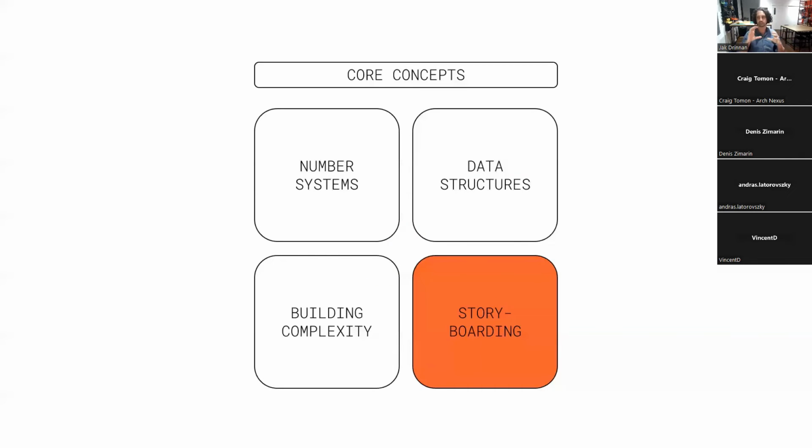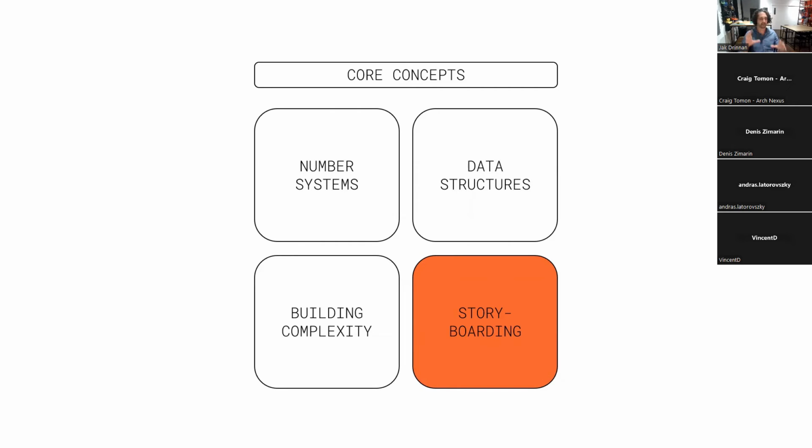The next, so we've done number systems, data structures, building complexity, how things feed into each other, and extrapolate data. But once we've understood all that stuff, we're still faced with this challenge as parametric designers, because how do we take a blank canvas and how do we start scripting?